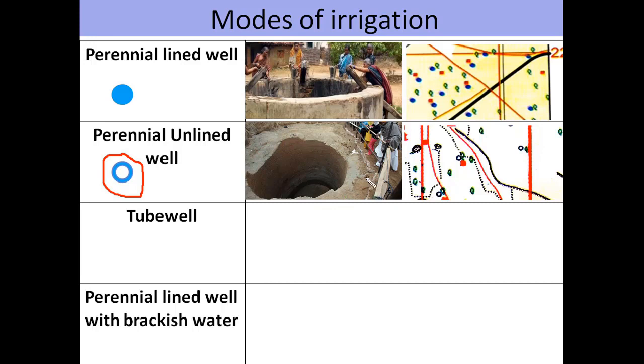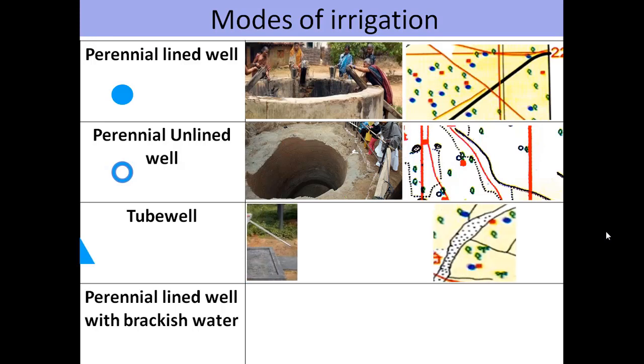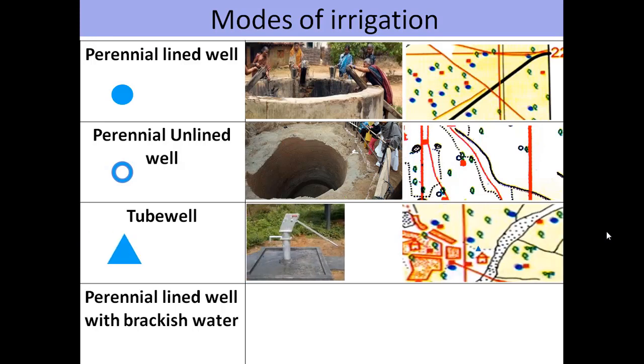It is called perennial unlined well. On the map extract, these are the symbols shown over here that represent perennial unlined well. There is another source of irrigation on a small scale, which is the tube well. This is the symbol of a tube well, a blue color triangle, and this is a picture of a hand pump or a tube well. On the map extract, it has been shown with the help of a blue color triangle.